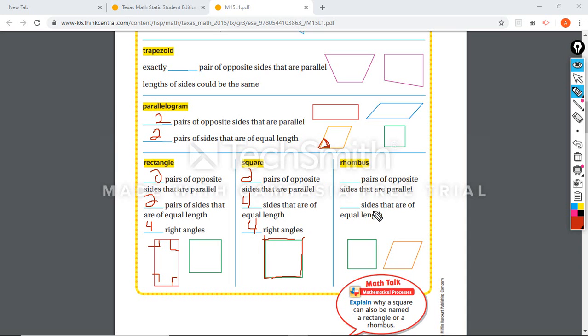So notice why it's also called a rhombus. Here's a rhombus. How many pairs of opposite sides are parallel? It has 2 pairs. How many sides are of equal length? It has 4 of equal length. So notice how the square has the characteristics of a rectangle, a square, and a rhombus, depending on what you're looking at. So this should be in your notes too, this in your notes, and this in your notes.